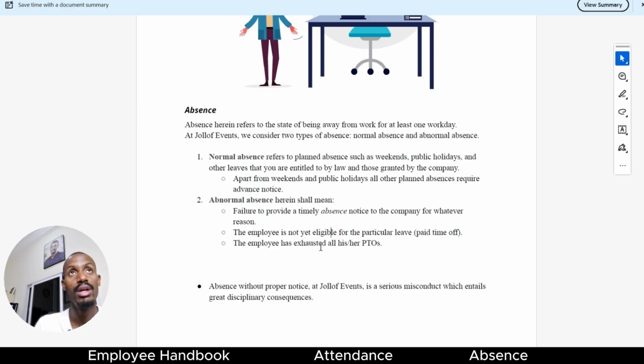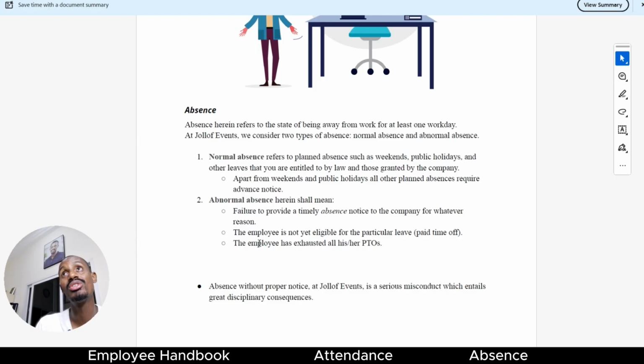For example, if you have 14 days of paid sick leave, you can have a serious illness, for example, and the company will only cover that for 14 days. Sometimes you might have an illness that will make you not come to work for like 1 month, 2 months. Imagine having a broken leg or something like that. The company can only cover your salary for 14 days. After that, the rest will be an abnormal absence.